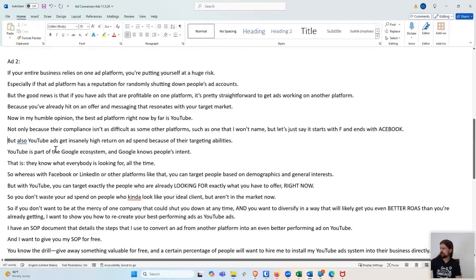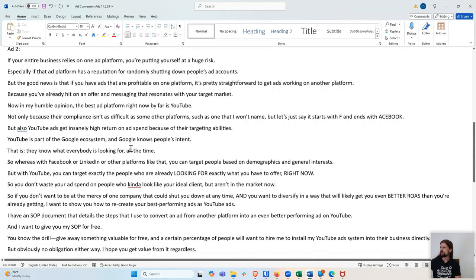But also, YouTube ads get insanely high return on ad spend because of their targeting abilities. Okay, so I'm supporting my claim that the best next platform for you to advertise on is YouTube rather than LinkedIn or whatever. YouTube is part of the Google ecosystem, and Google knows people's intent. That is, they know what everybody is looking for all the time. Whereas with Facebook or LinkedIn or other platforms like that, you can target people based on demographics and general interest. So I'm giving logical justification for my claim that YouTube is better than all these other platforms.